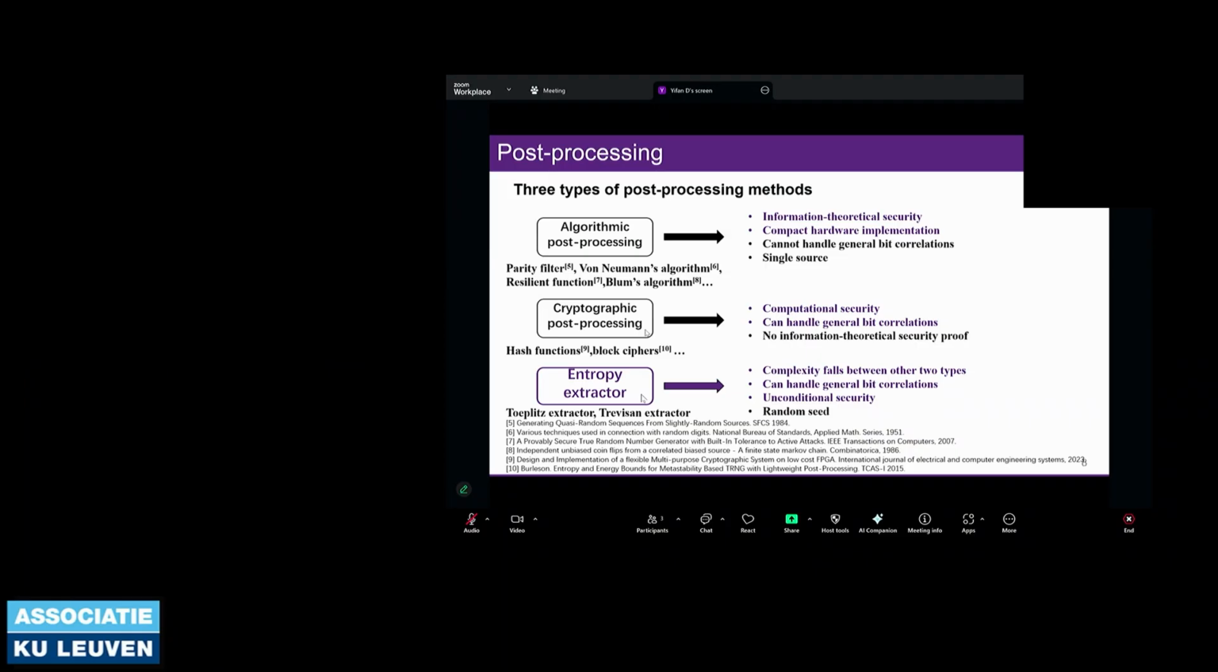They can handle general correlations and provide unconditional security, which is not based on any computational assumption. Entropy extractors can extract near uniform randomness, often aided by a random seed from another independent randomness source. So this is our goal.